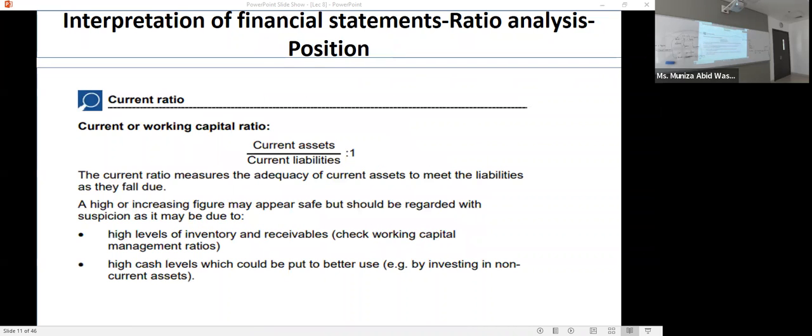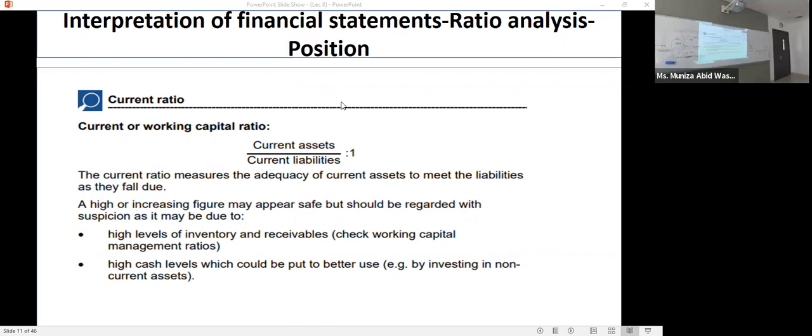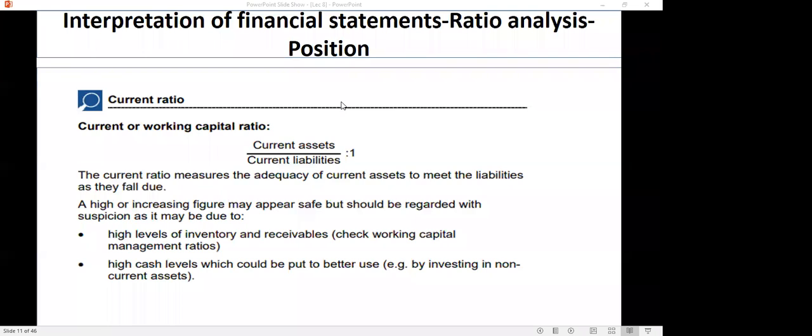Now students, we are going to have a break. We are not going to have a lot of break, only 10 to 15 minutes, and then we are going to resume the lecture. Okay? And we are going to learn about the position ratios. Okay, my online students? Yes, ma'am. Shall we take a break? See you after the break.